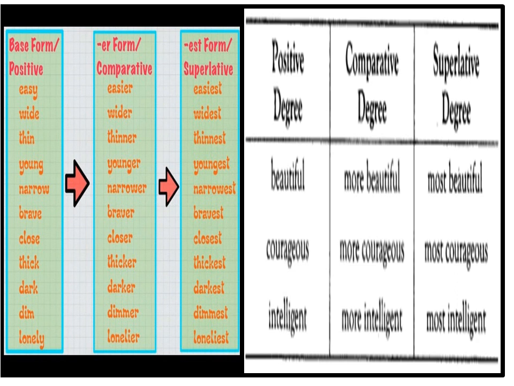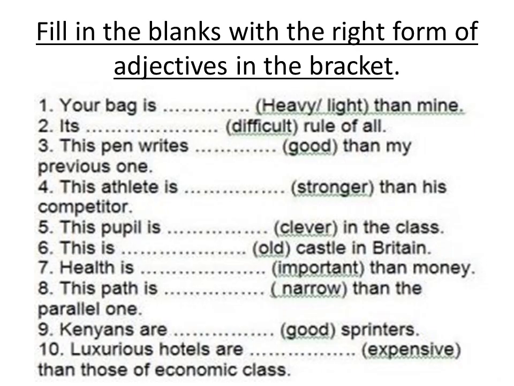Hope you all have understood what has been taught today, and you will be able to identify the positive, comparative and superlative degree. Yes? Now comes your assignment, children. For your homework, in your homework book, you will write the heading as degrees of comparison and put today's date. The heading will be fill in the blanks with the right form of adjectives in the bracket.